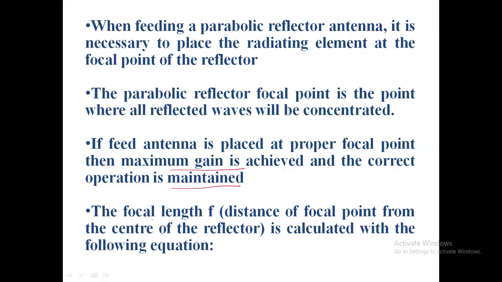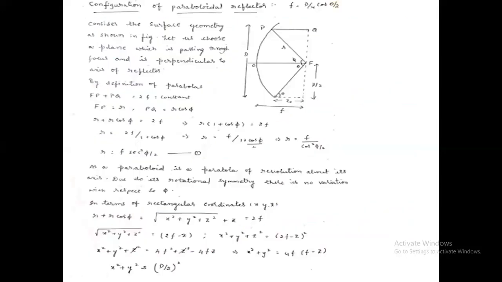So how do we know the focal length? That is our main point here. It is calculated with the help of the following equation. Now this is our mathematical analysis for the F by D ratio calculation. F by D is nothing but F equals D by 4 cot theta by 2. The 1 by 4 we just take as 0.25.